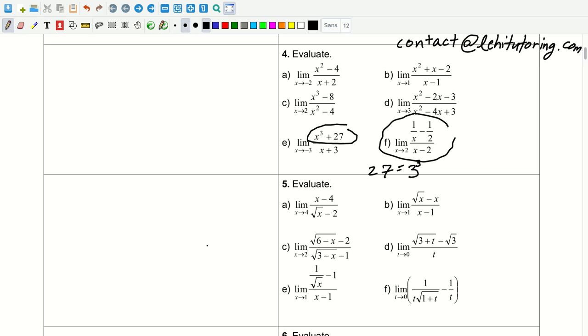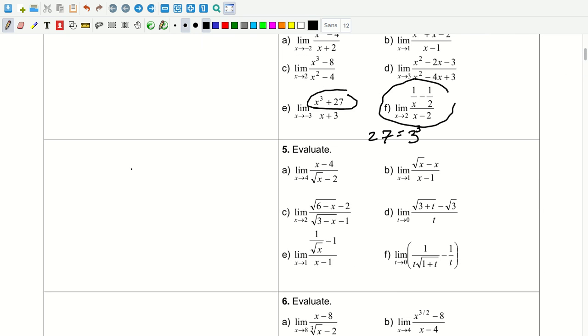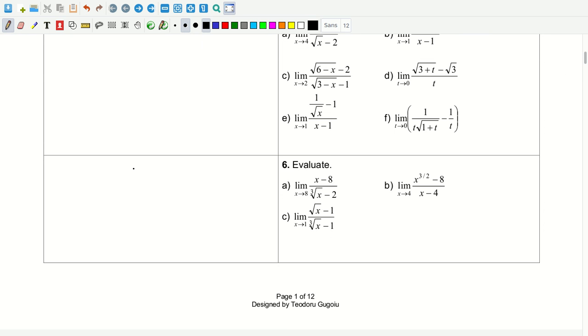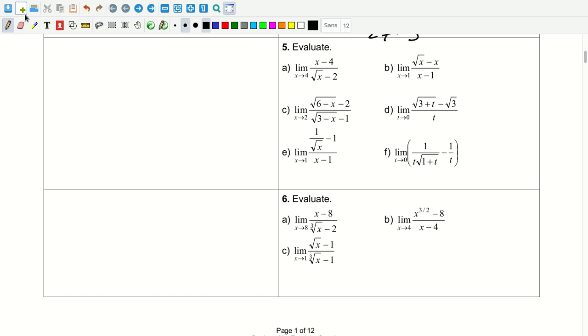What you have to do is multiply the top and the bottom by conjugates. So why don't we do this? Let me move it. Let's do all of 5, and let's try to do all of 6. Are you hanging in there with me? So let's do part A.